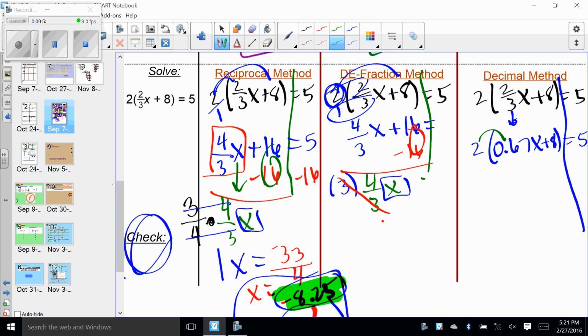Now, using the distributive property, we have 2 multiplied by 0.67. When I round that, I get 1.34, drag the variable with it, which is x, and then take the 2 and distribute to the 8, which is 16. I have a 5 on the right-hand side.